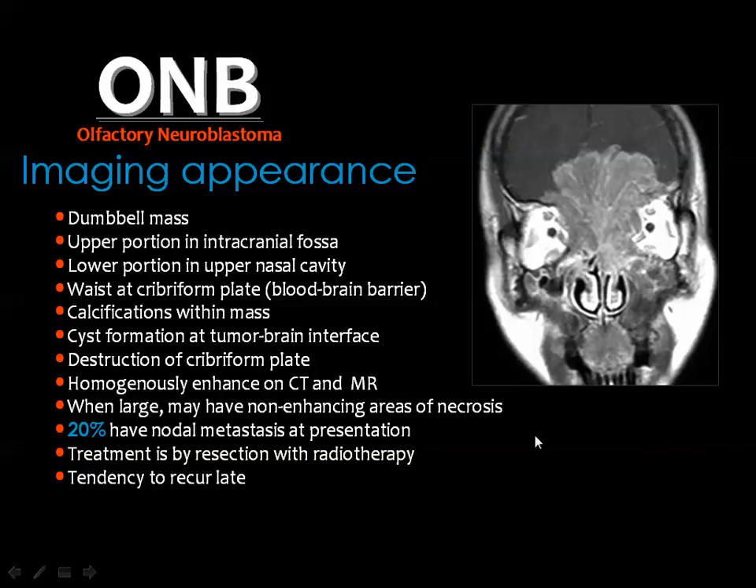There are a lot of imaging findings for this lesion, including the presence of a dumbbell-shaped mass, part intracranial, part in the ethmoids, constricted at the skull base, the upper portion intracranial, the lower portion intranasal. The waist is at the cribriform plate of the ethmoids. Calcifications are well known in this tumor as well as cyst formation, especially at the border separating the tumor from the brain. And these cysts may be considered one of the pathognomonic landmarks, but are not seen in every case.